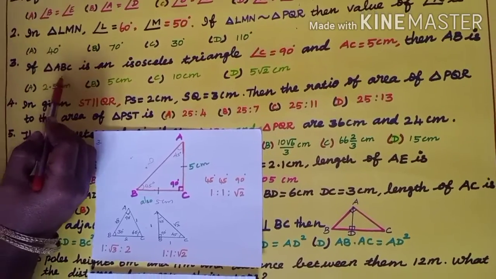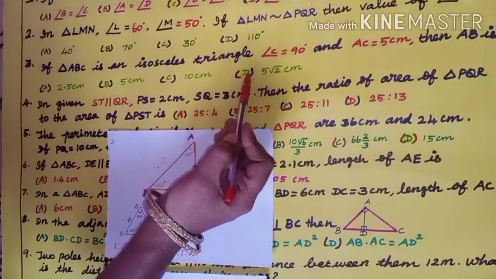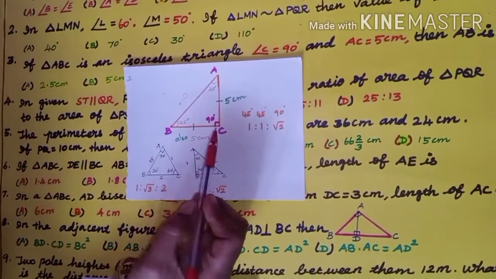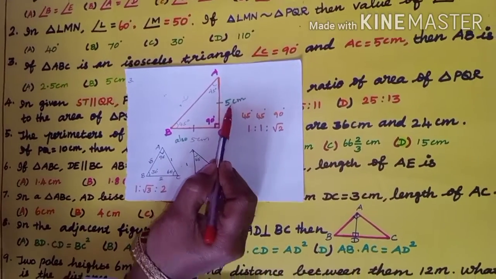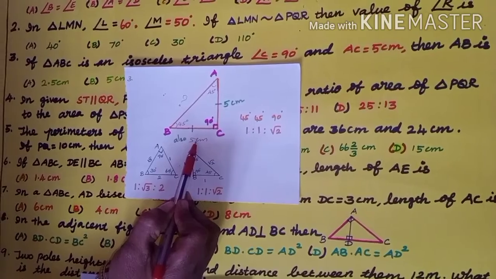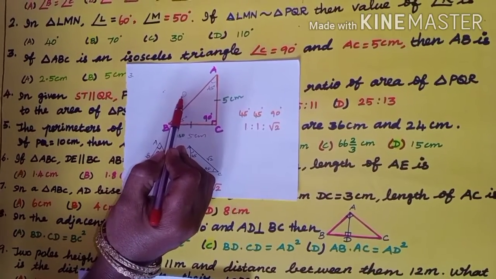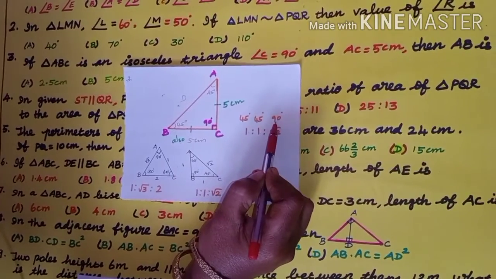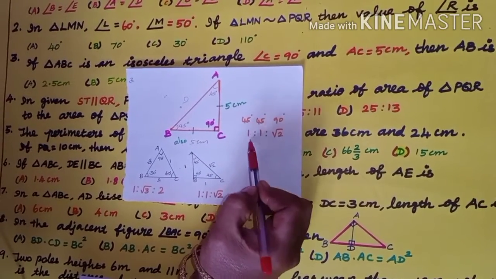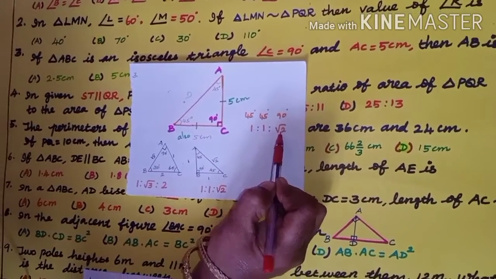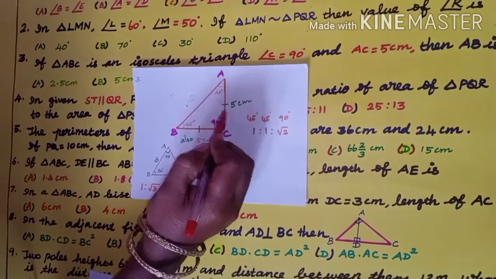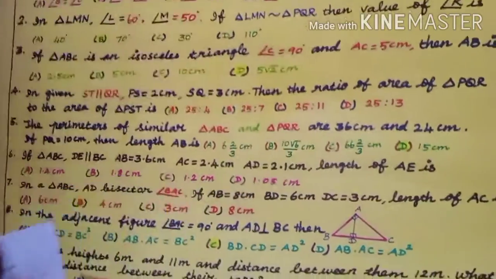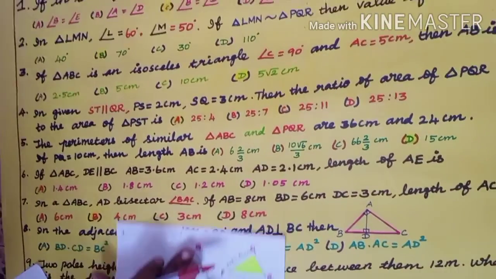Third question: triangle ABC is an isosceles triangle, AC equals 5 centimeters. Here this angle is 90 degrees, this side is 5 centimeters, and this is also 5 centimeters. Find the hypotenuse AB. This is a 45-45-90 triangle, with ratio 1 is to 1 is to root 2. So our AB answer is 5 root 2. So 5 root 2 is the correct answer. We move to the fourth question.